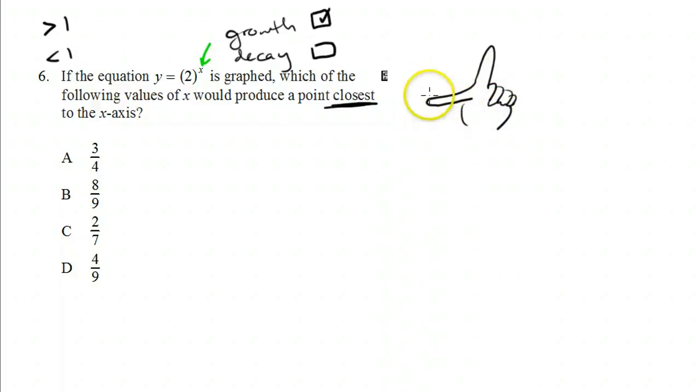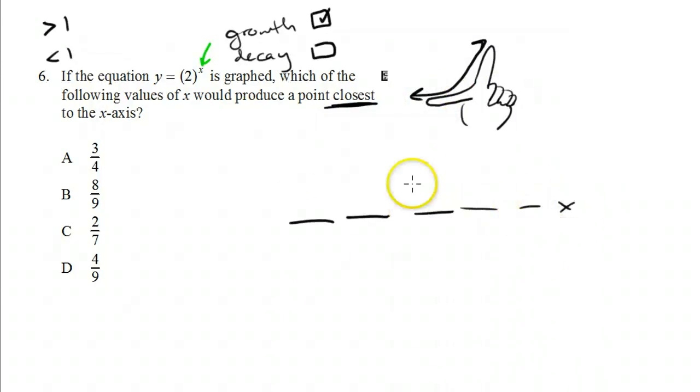And so we know it's going to make this shape here. So drawing out my asymptote on the x-axis, this is my x-axis, it's going to make this shape here, kind of like an L shape from your right hand. And we want to know which value of x, so on this left or right axis, which value is going to produce a point closest to it on this graph.